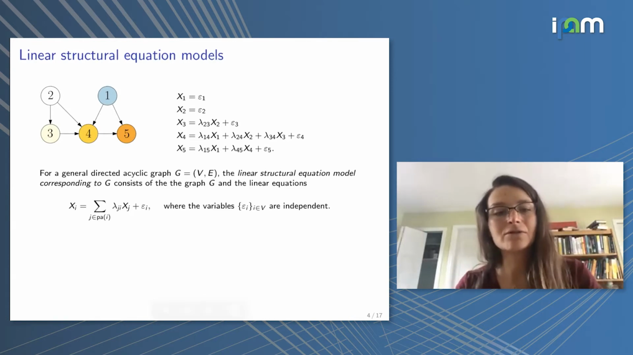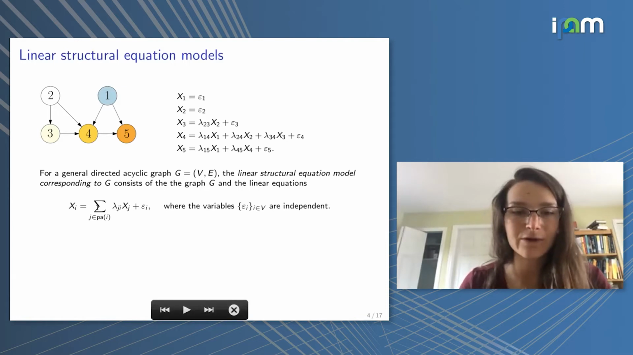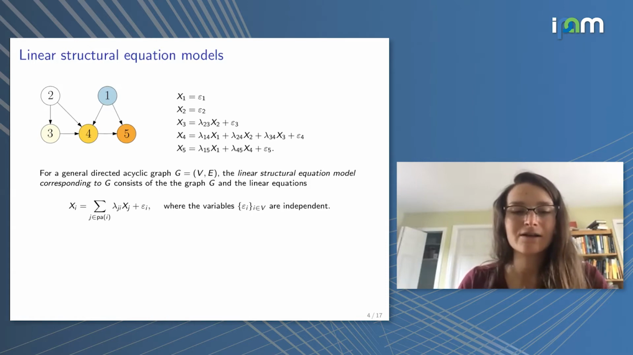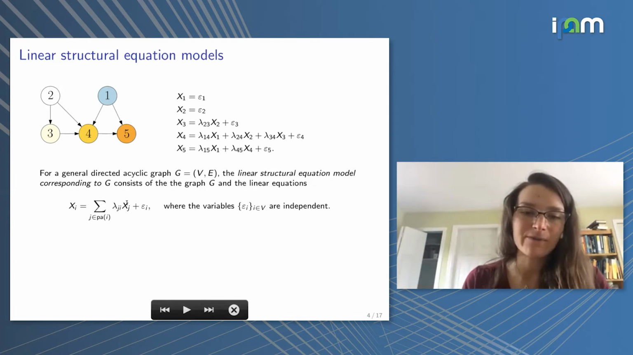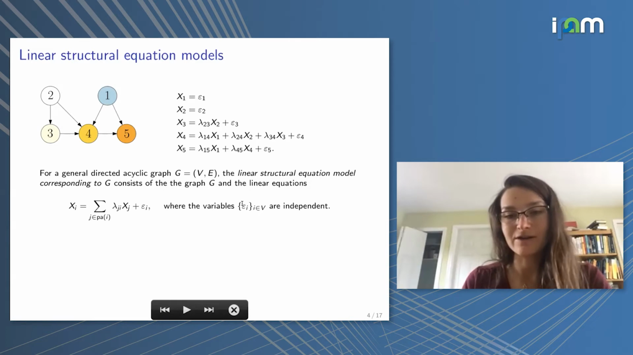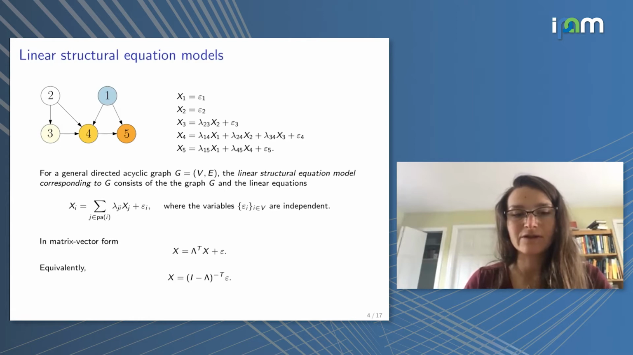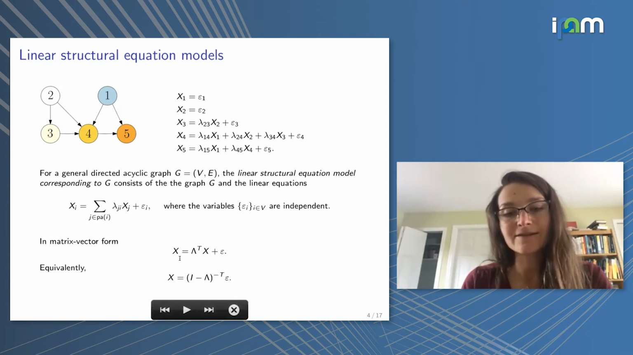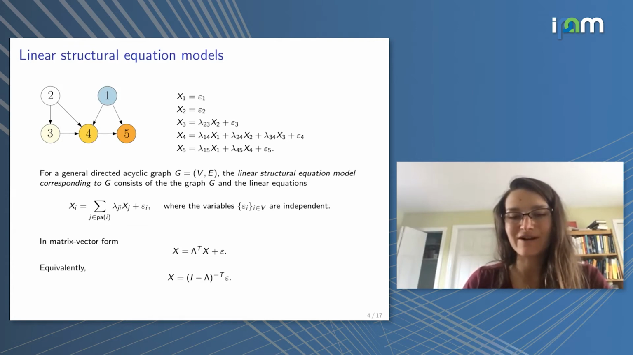In general, for a general DAG G, the linear structural equation model corresponding to it consists of the graph and these linear equations. So x_i is the sum over the parents of some coefficient lambda_ji times the parent x_j, plus the noise term epsilon_i. And again, these epsilon_i's are independent. We can actually write this in matrix vector form. So the vector x is going to be equal to the matrix lambda transpose times the vector x plus epsilon.